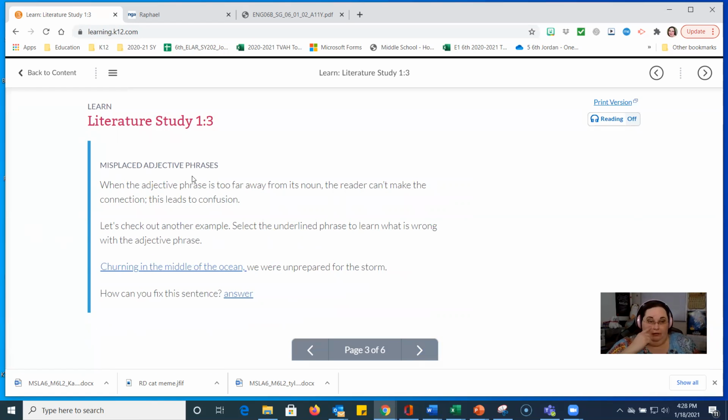Misplaced adjective phrases. When the adjective phrase is too far away from its noun, the reader can't make the connection. This leads to confusion. Let's check out another example. Select the underlined phrase to learn what's wrong with the adjective phrase. Churning in the middle of the ocean, we were unprepared for the storm. What's wrong with this? Can you tell me?